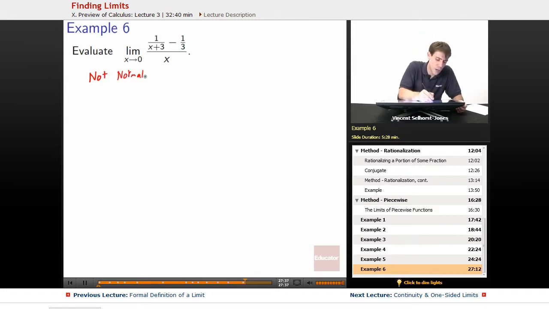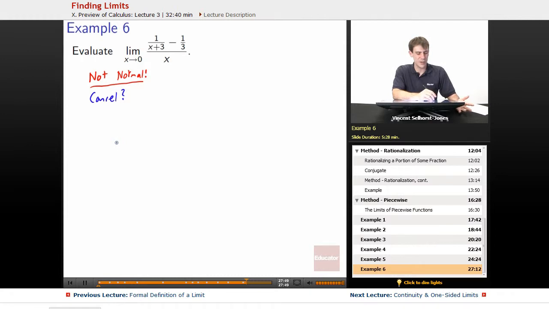Oh no, what are we going to do? Well, the next thing we ask ourselves is, can we cancel factors? Not easily, right? 1 over x plus 3 minus 1 over 3. Really don't see any easy ways to make cancellation show up there, so probably not going to be able to cancel, at least not easily.